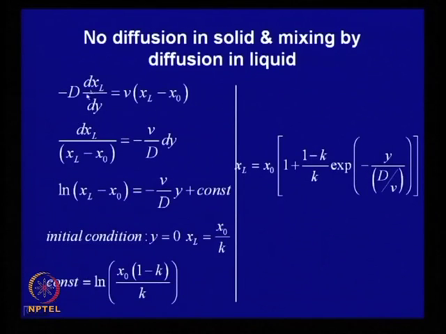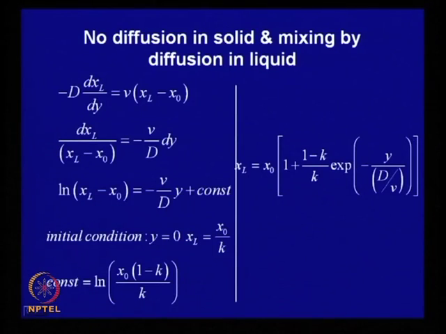Once you solve this, it is also a very simple equation to solve, and the solution is shown over here. When you integrate, there will be an integration constant which you can evaluate by the initial condition. Once you substitute the constant back, what you get is the concentration profile, and you see that this profile has an exponential character.